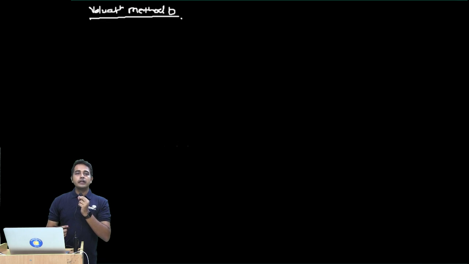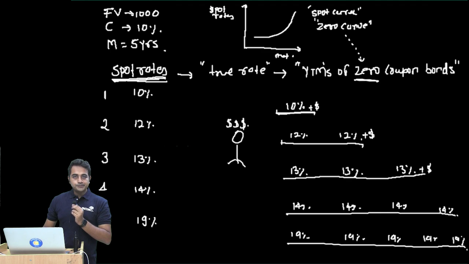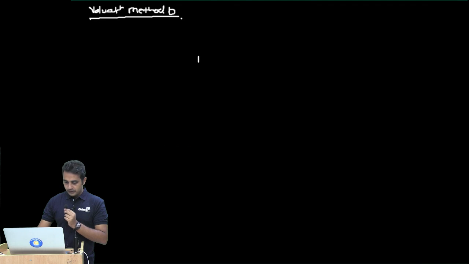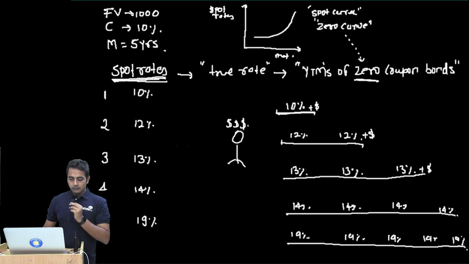So now observe carefully. This is valuation method B. Can you open up your definition of valuation? Value of a bond is present value of future cash flow discounted using current YTM was A, and B was a series of spot rates. So I'm going to value this particular bond now. This bond has cash flow of 100 plus 100 plus 100 plus 100 plus 1100. Correct? So face value 1000, coupon rate 10%, maturity 5 years. Are we together with this?